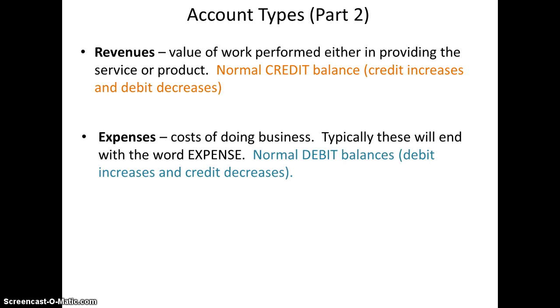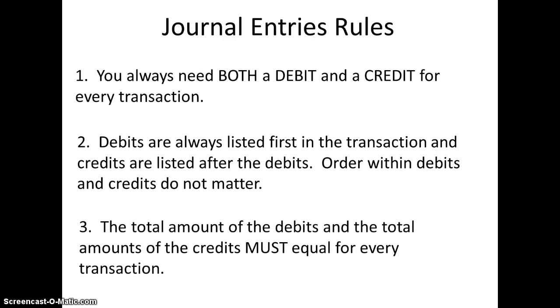Now we're going to look at some transactions and we're going to put those into journal entries. But we need to review journal entry rules. With a journal entry, we always need at least one debit and at least one credit. We can have more, but we need at least one debit and at least one credit for every transaction. Debits are always listed first. Credits are listed after the debits.